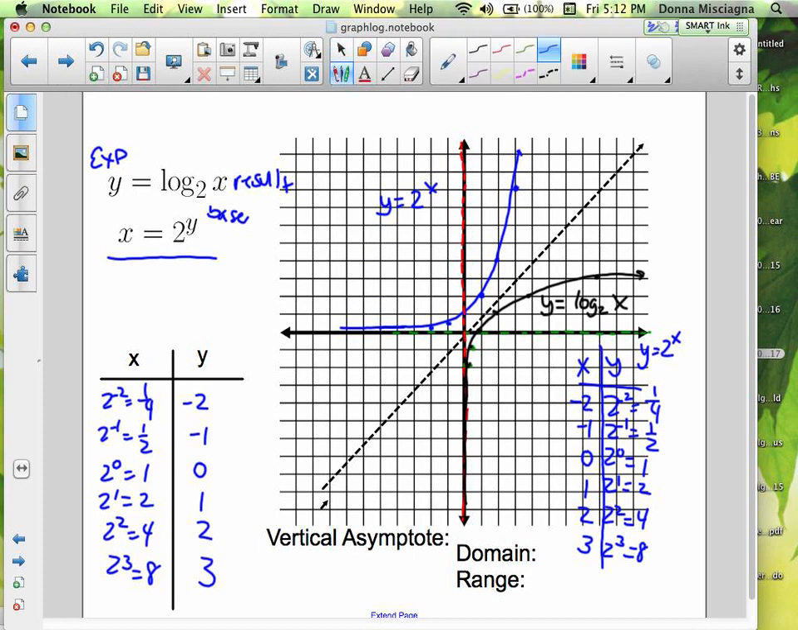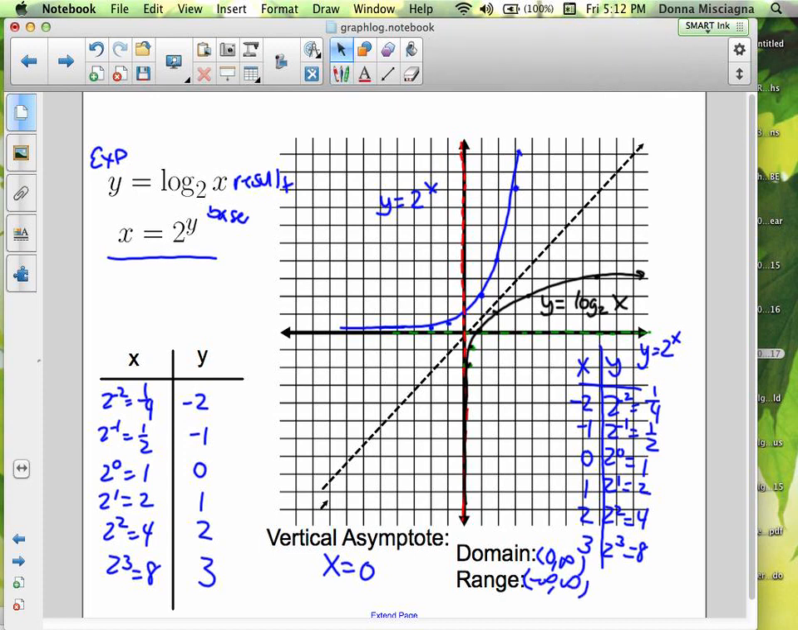One graph, the exponential, has the horizontal asymptote. The logarithmic has the vertical asymptote at x equals 0. For the logarithmic, the domain is 0 to infinity, no negative numbers. But our range, because that's the exponent, is -infinity to infinity. All right, so just for this one graph, we graphed them both. Normally, we're just going to graph the logarithmic.